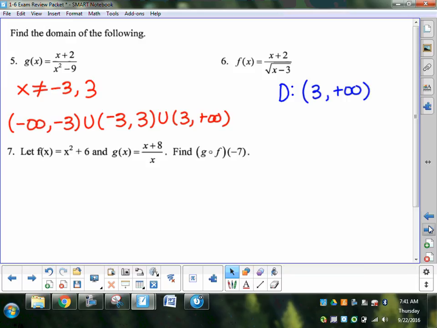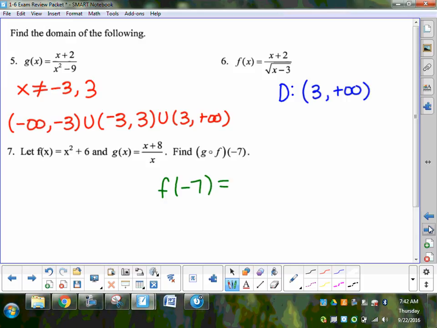Questions on that? How about for number 7? When we look at number 7, that's my f of x and that's my g of x. We need to find g of f of -7. What would be the first thing, Emily B., that we would go through and do to start this off? Okay, so let's find f of -7. Hands up, please, when you can tell me what f of -7's value is going to be.